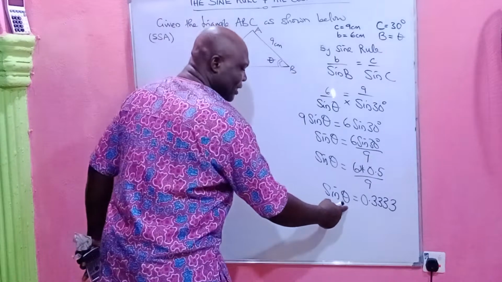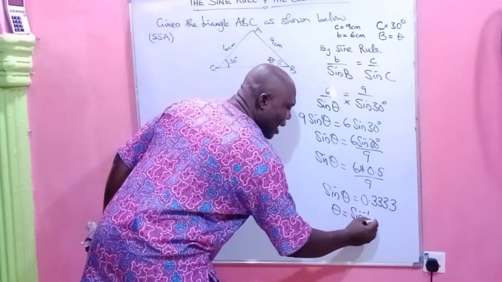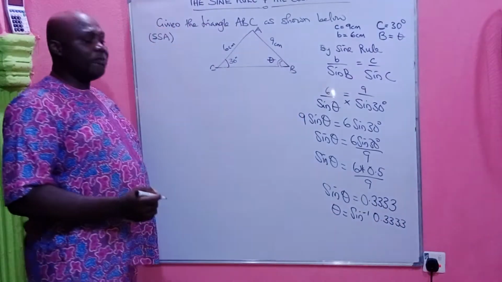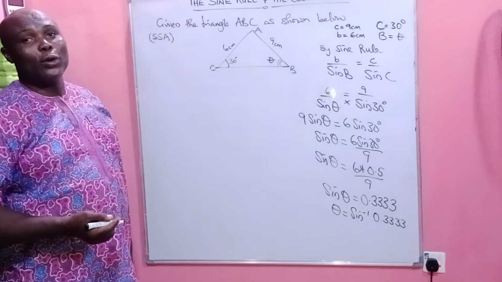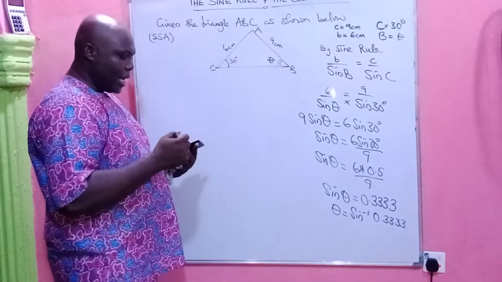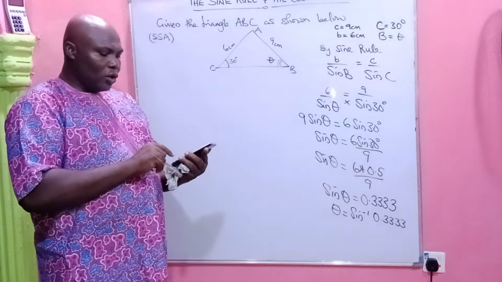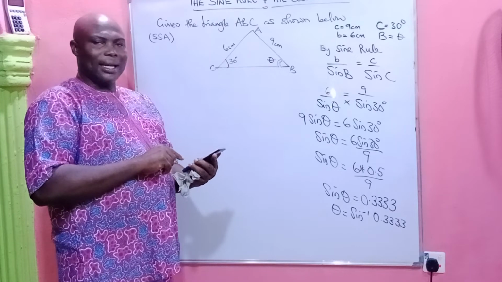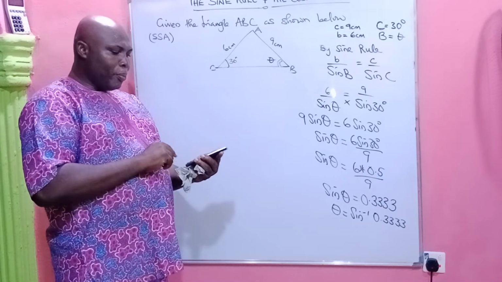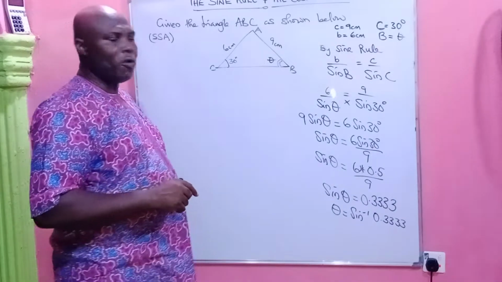So what will be theta now? Your theta now will be the arc sine of 0.3333. That's the inverse of the sine. So that will be the arc sine of 0.333. How do you operate that in the calculator? You press the second function of sine, that's the arc sine, of 0.3333, and that will give us 19.47 degrees.